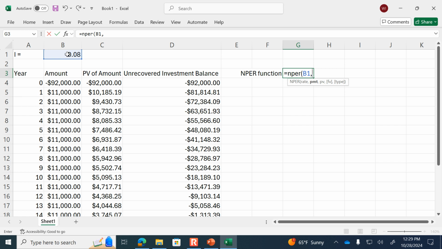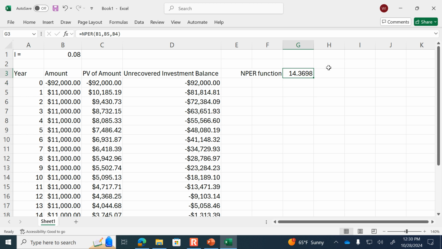Then it wants to know what is the payment each year. The payment each year is $11,000, so I can either type in $11,000 or click on a cell that has that amount. Comma. Now it's asking what's the present value. Type in negative 92,000 or click in the location. There is no future value in this. We're treating each of these as payments. So I can just close the function and it says 14.4 years.